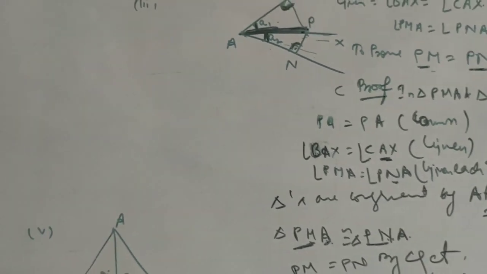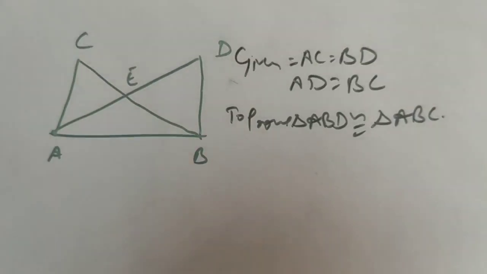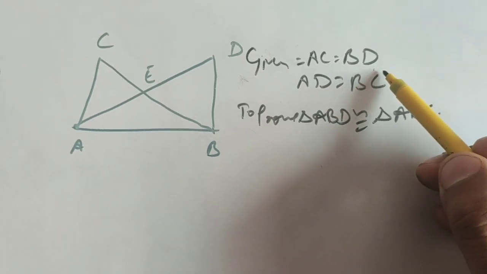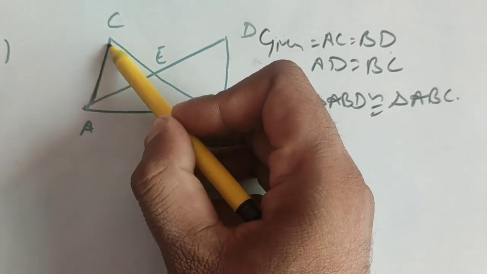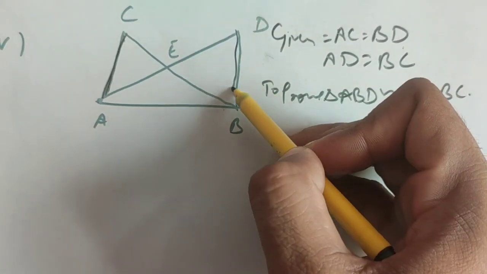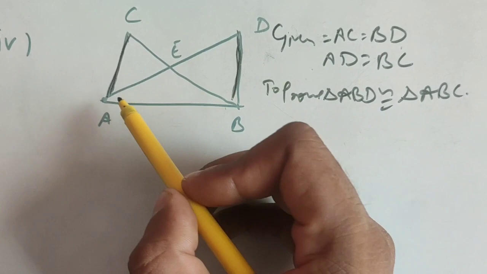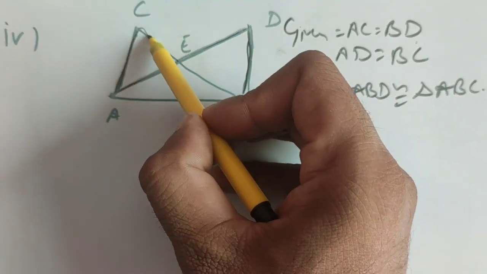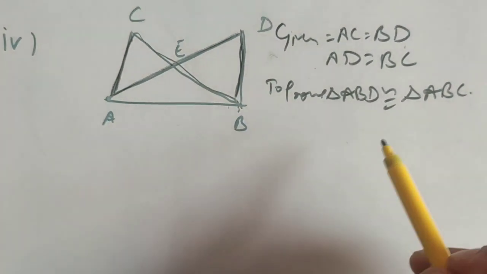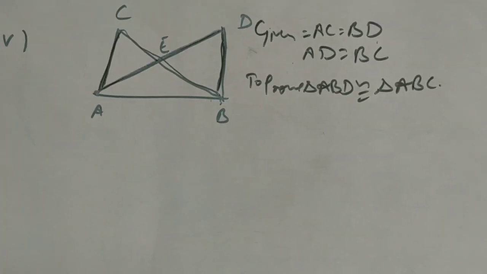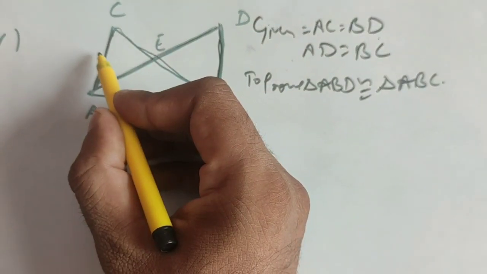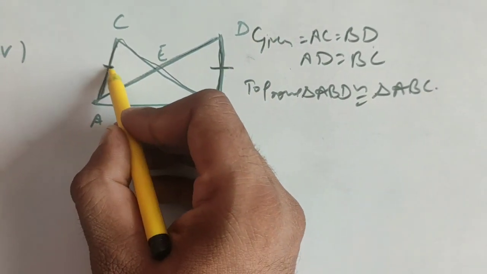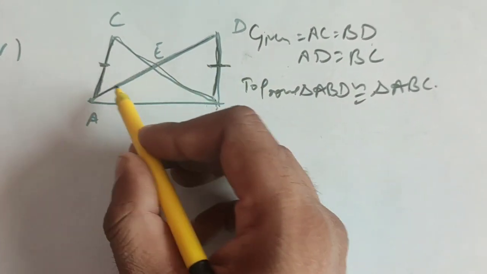Okay. Next we see the question. In this question it is given that AC is equal to BD. These two lengths are equal, and AD is equal to BC. AD is this length and BD is this length. Okay. We need to prove that triangle ABD is congruent to triangle ABC. We can also show the corresponding parts which are equal by using this. One slash here, one slash here, so it means these two are equal.